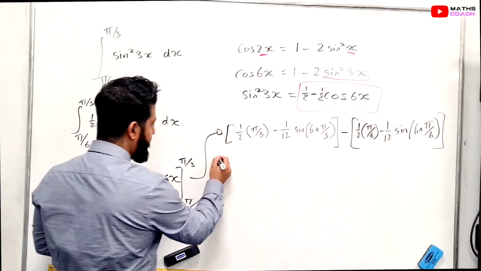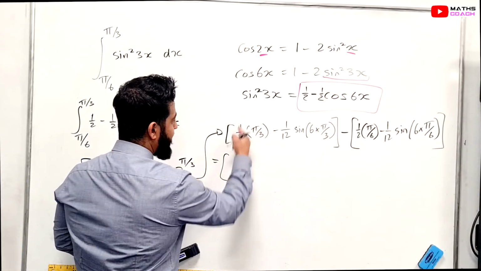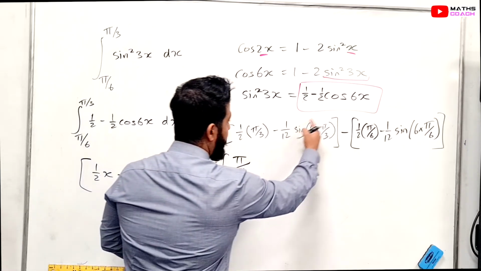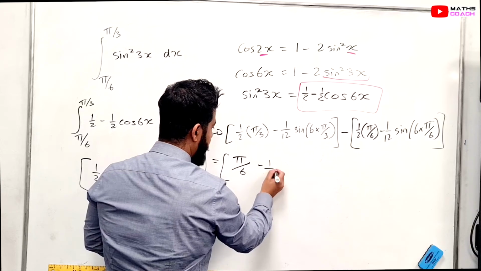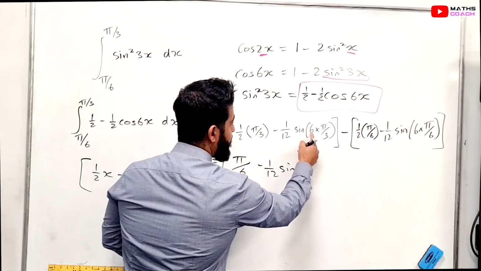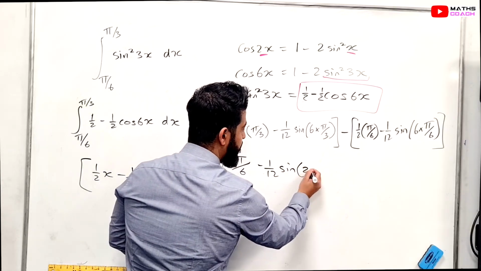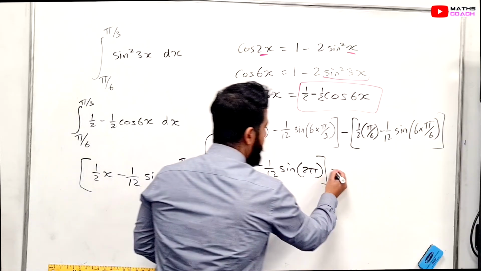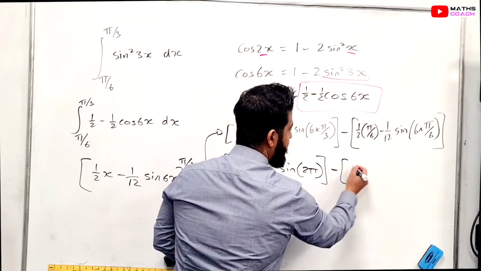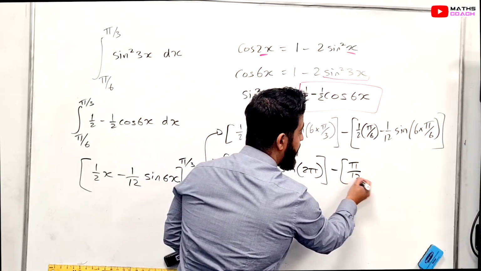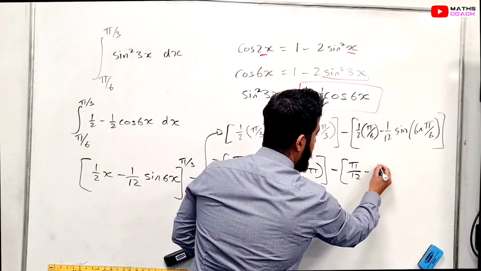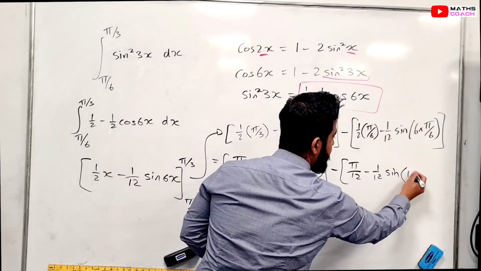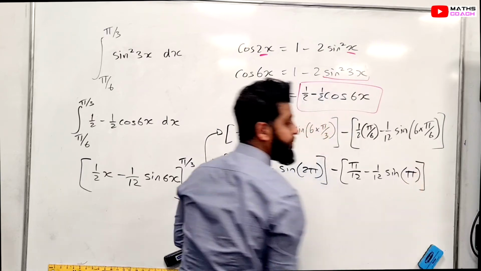Let's tidy up a little bit here. What do we get from here? We get pi over 6. Now tidy up this one, so minus 1 over 12 sine, so 6 over 3 is 2 pi. That's the first bracket tidied up. Minus, here, what do we get? Pi over 12 minus 1 over 12 sine, and what do we get here? The 6 is cancelled, so it's just sine pi.